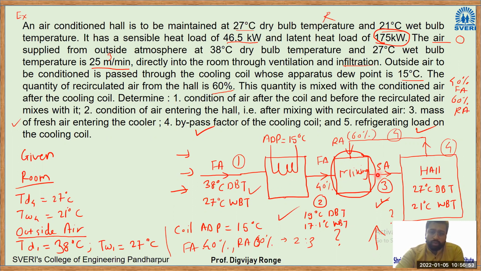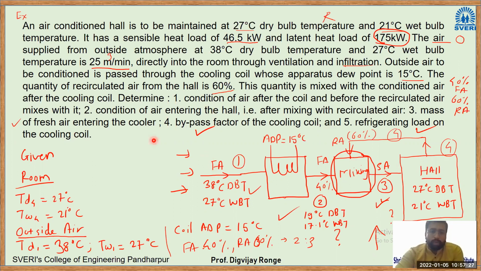This supply air is passed to the hall, which is to be maintained at 27 degrees Celsius DBT and 21 degrees Celsius WBT. Okay. So here we have to find out, first, the condition of air after the coil, that is the condition of fresh air after cooling. Second, we have to know the condition of air entering the hall, the supply air condition. Third, we have to know the mass flow rate of air entering the cooler. Here it is the mass flow rate of fresh air that we have to know.